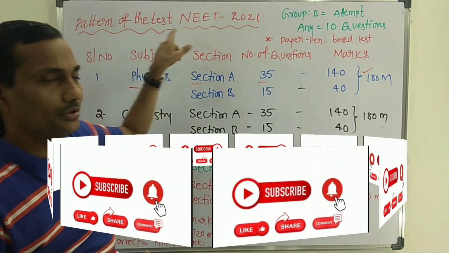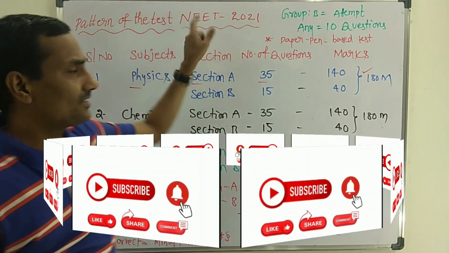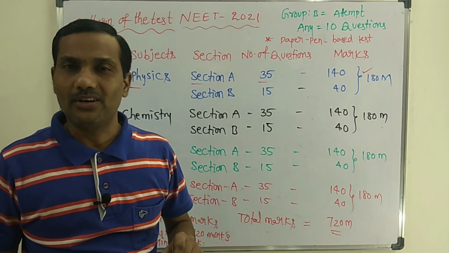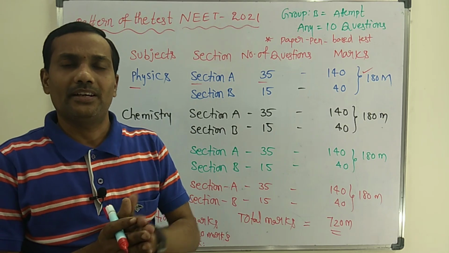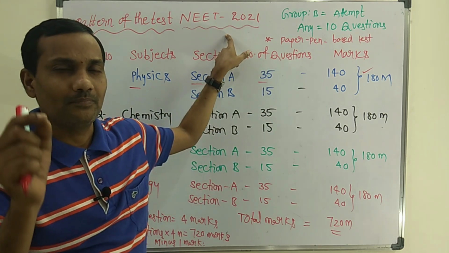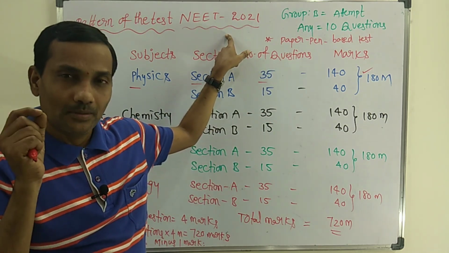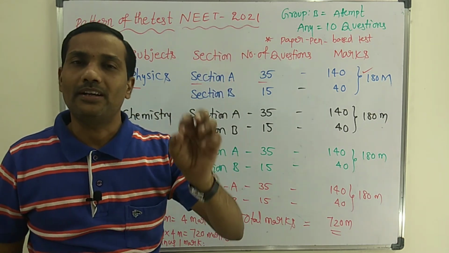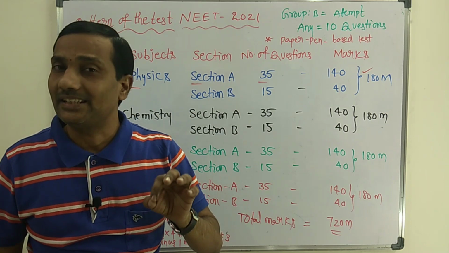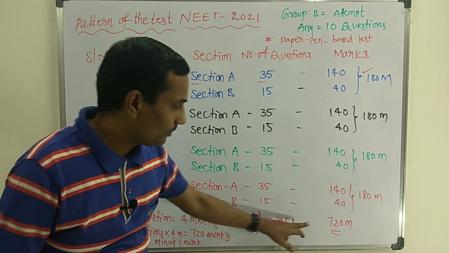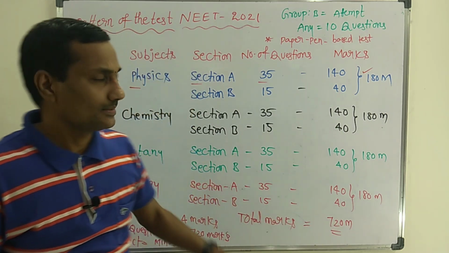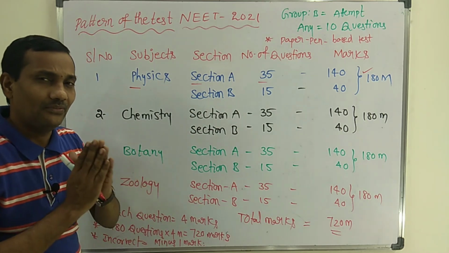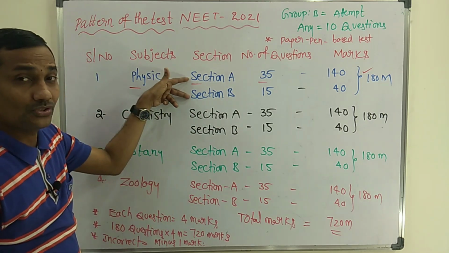Now I am going to give the pattern of the NEET 2021 test. This academic year, 2021, the exam paper consists of 200 questions. Out of 200, you have to write 180. Total marks 720. In each and every subject there will be two sections.